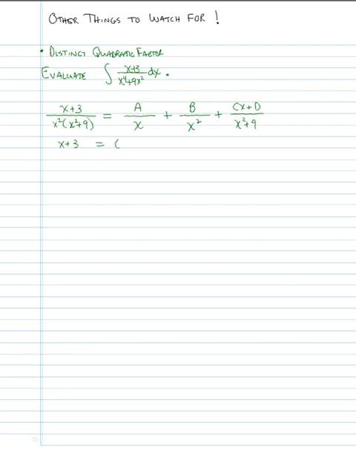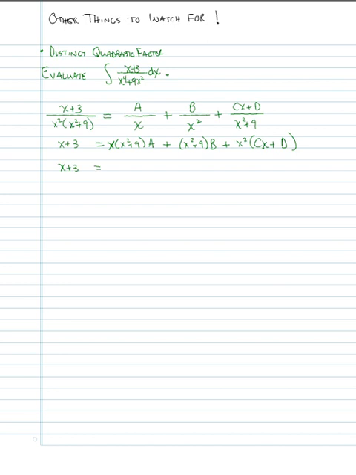Now, as I multiply out the denominator x squared times x squared plus 9, I'll have an x plus 3, and I'll have an x times x squared plus 9 times a. And then in the second, the x squareds will cancel, so I'll just have x squared plus 9 times b. And then lastly, the x squared plus 9 will cancel, but the x squared won't, so I'll have x squared times cx plus d.